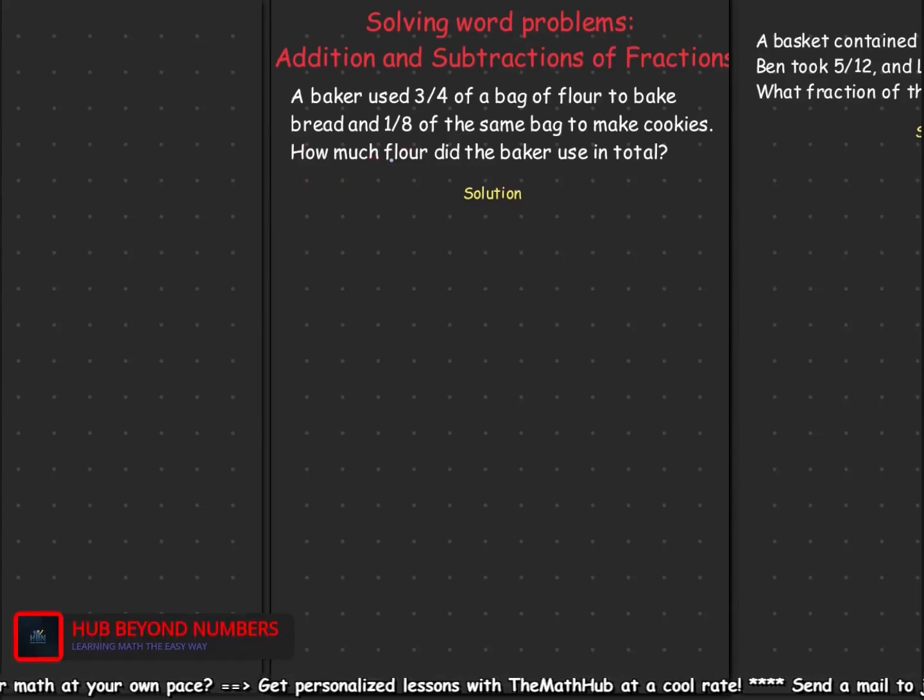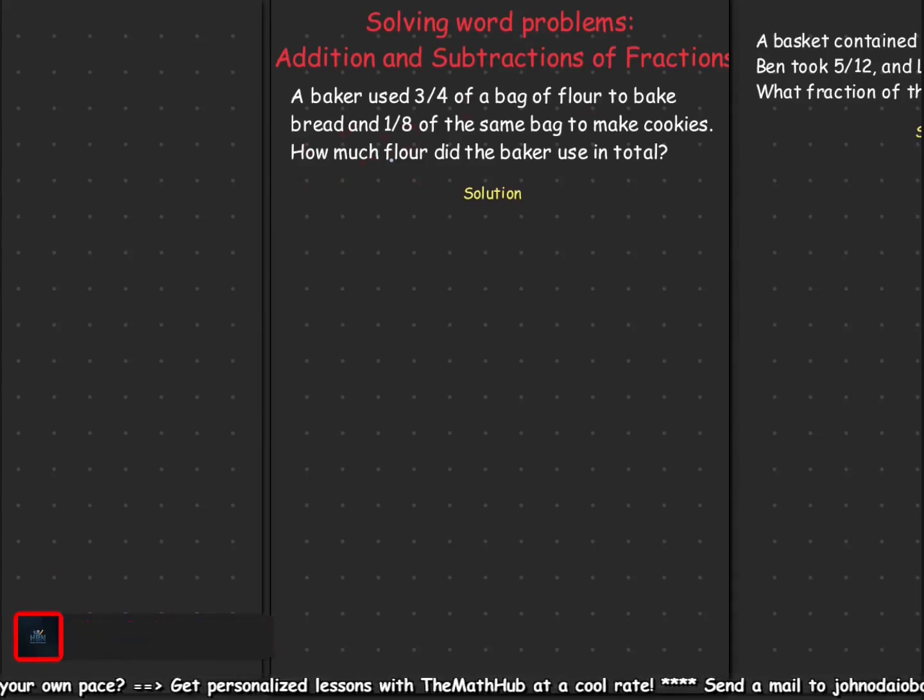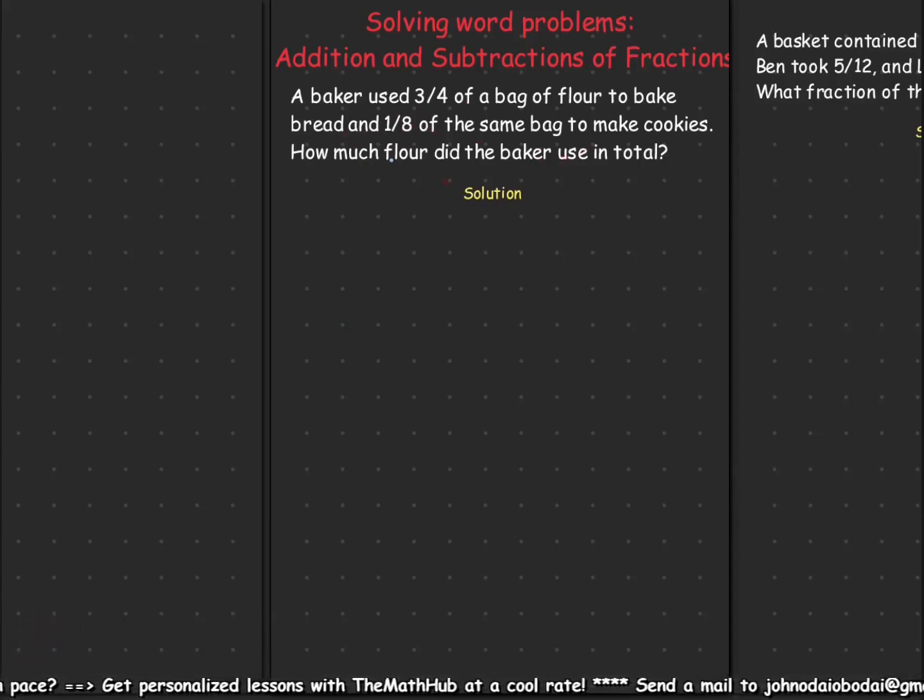A baker used 3/4 of a bag of flour to bake bread and 1/8 of the same bag to make cookies. How much flour did he use in total? So this is a typical addition problem. How do we know it's an addition problem? The baker used this amount and then has also gone to use this amount. So you want to add together the total in terms of fraction that the baker used.